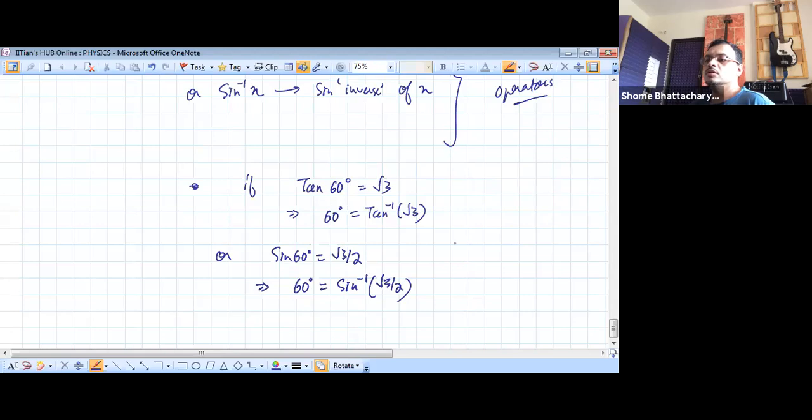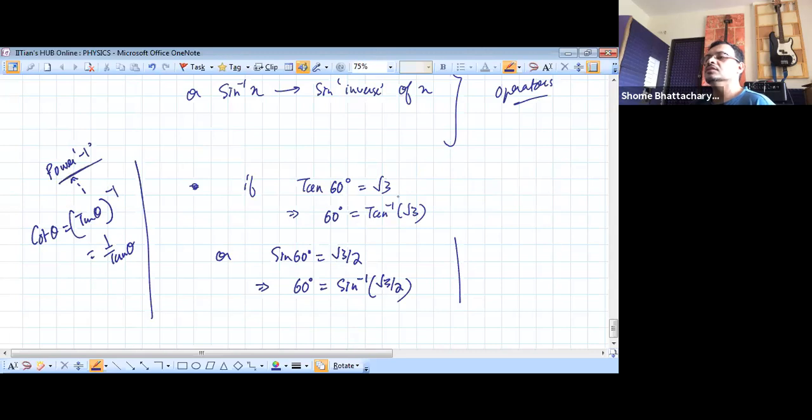Okay. Or no, that is not the inverse, that is 1 upon. Cot theta is tan theta to the power minus 1, so that is 1 by tan. This is different. This is raised to the power negative, and this symbol here is different. This is the inverse of the function. So they are different.